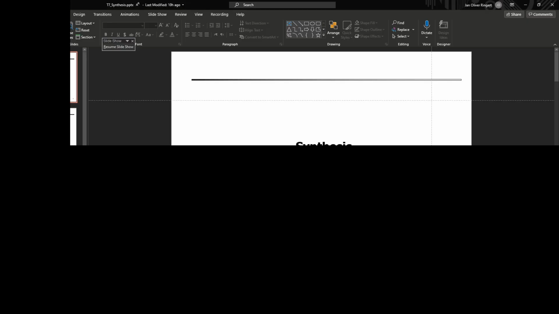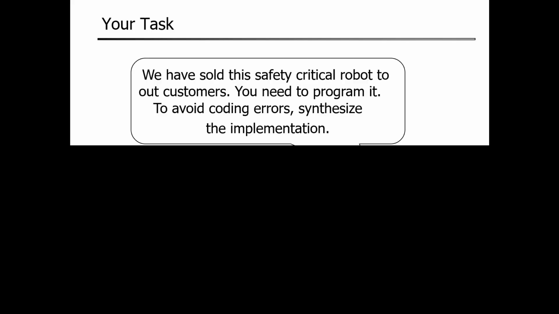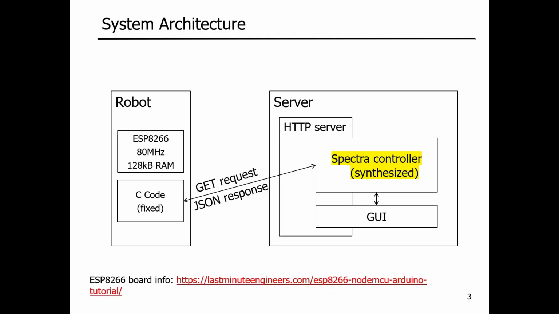So now let's see what our boss tells us today. So our boss tells us that the company sold a safety critical robot to customers, and now we need to program it because it has no software yet. But to avoid programming errors, we should synthesize the implementation. So we're not going to write the code ourselves, we're having the computer write the code for us. And we're going to use the same kind of setup here that makes it easy for us to re-synthesize code.